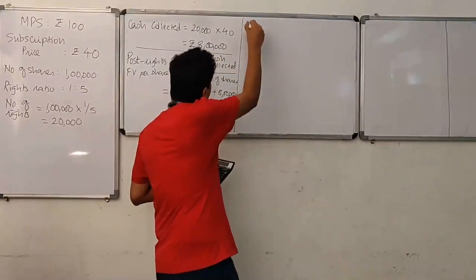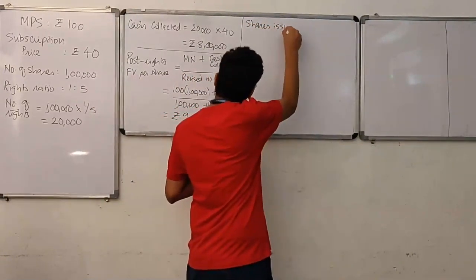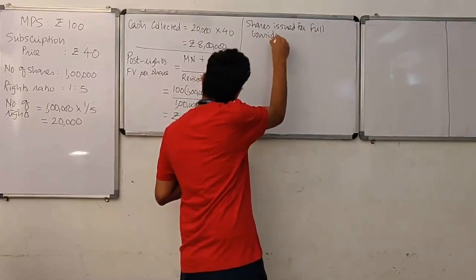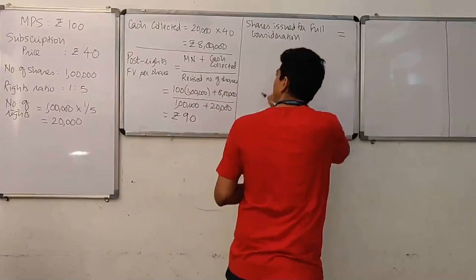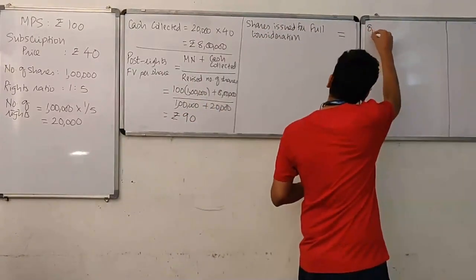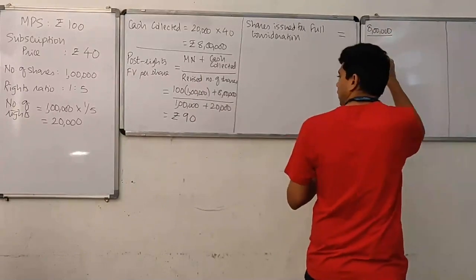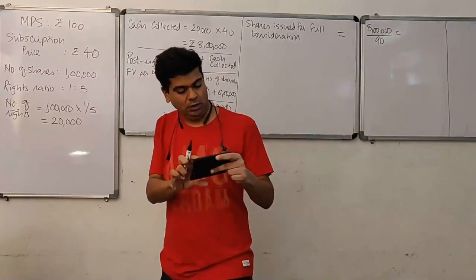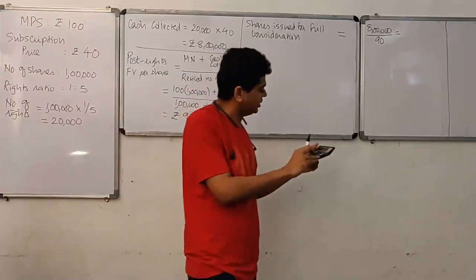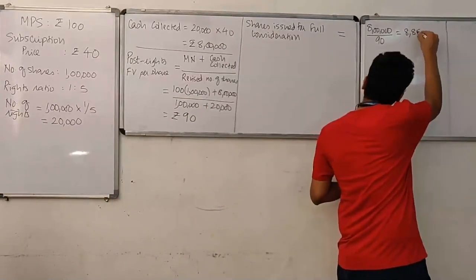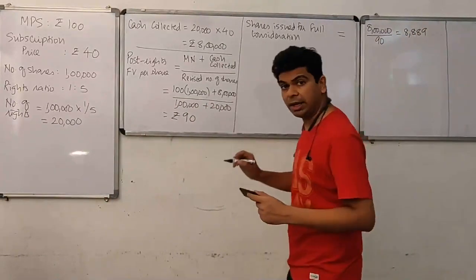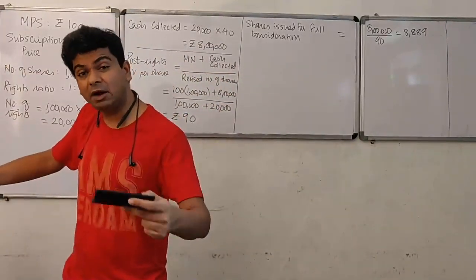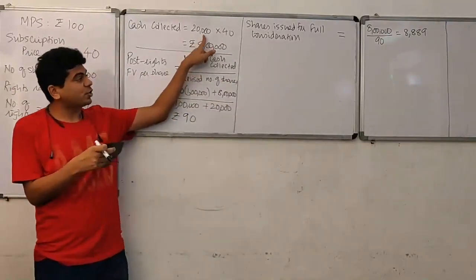I will call this shares issued for full consideration. So shares issued for full consideration will be, you have collected 8 lakhs at 40 rupees. But what if I had issued shares at the true fair value of 90? So I take 8 lakhs and divide that by 90. I am getting 8889 shares. Right? So to collect 8 lakhs of rupees, you ended up issuing 20,000 shares. You know your number of right shares are 20,000.